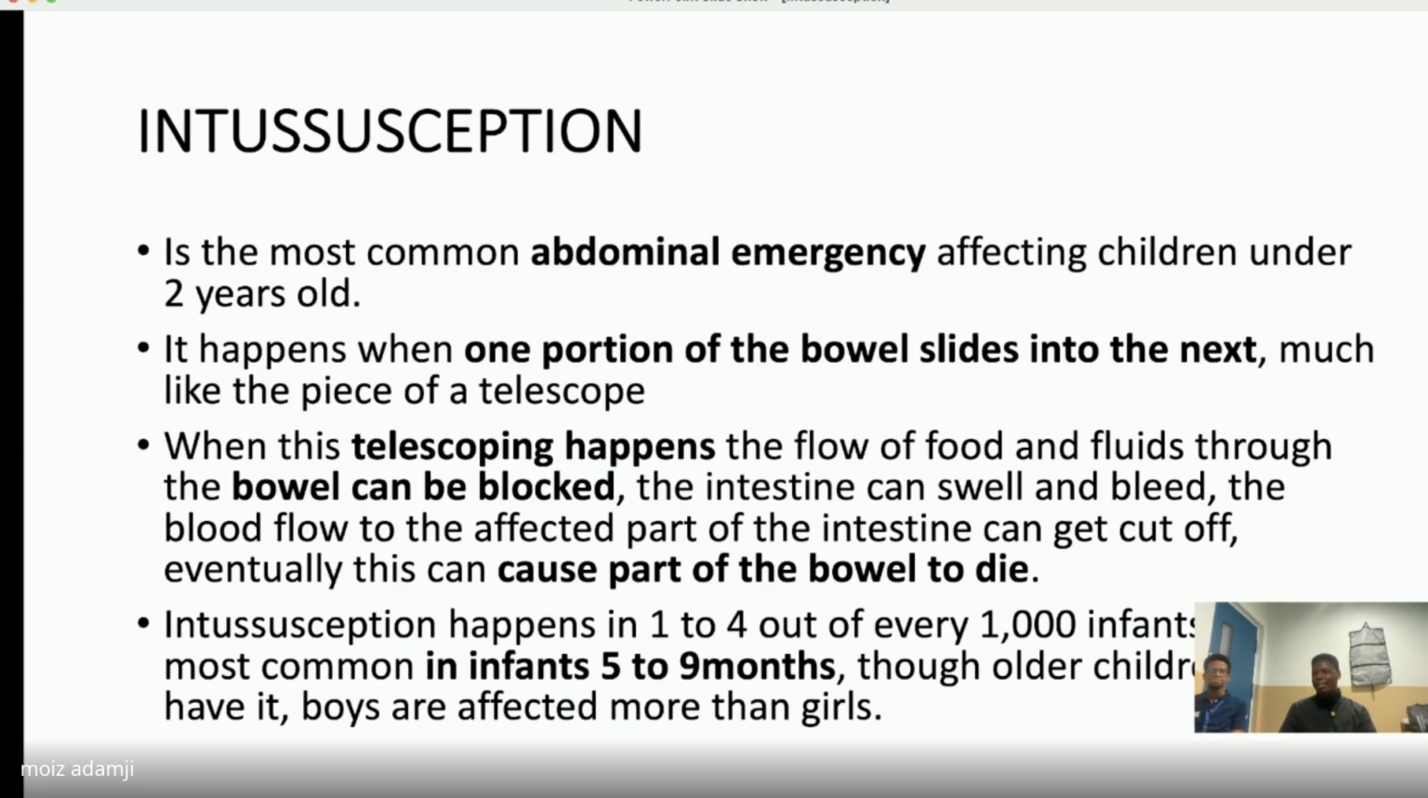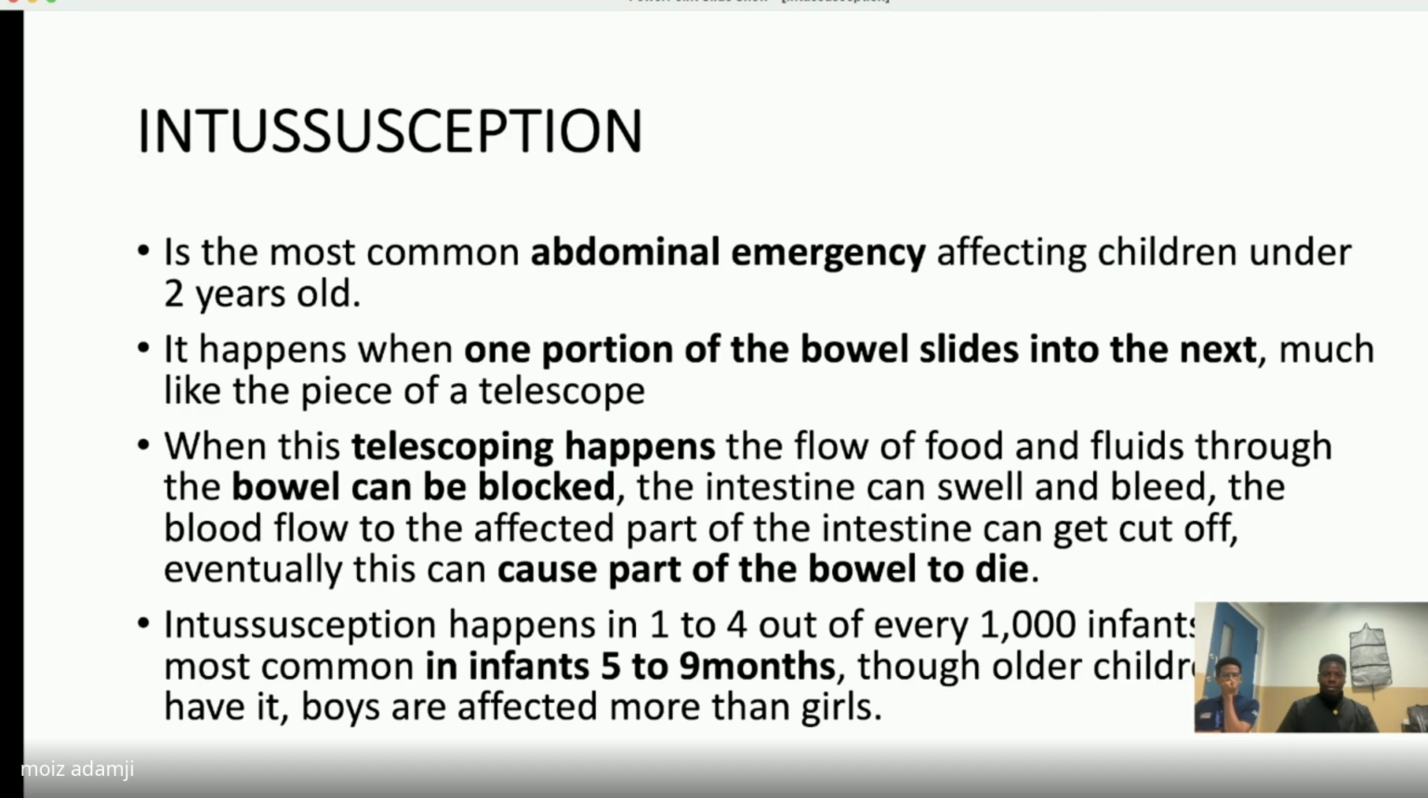We are all scientists here, we know the telescope, right? So those tubes of different sizes in a telescope, you can picture it as in the intestine. So one portion of the intestine may invaginate the proximal or distal portion of the bowel.